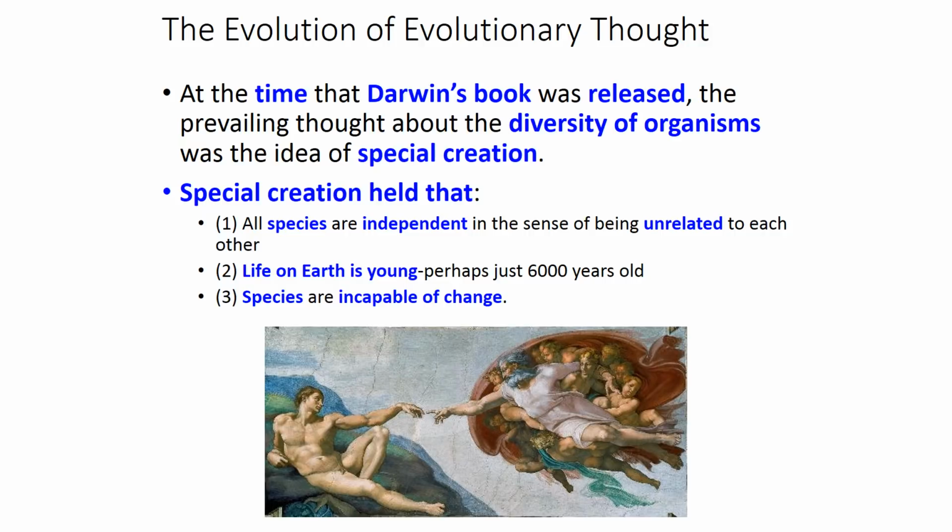And then, of course, the final one is that species are incapable of change. So if each species is a special creation, it's made and that's it, you wouldn't expect to see any change in response to the environment. So the concept of an adaptation, for example, would not hold true. Those species were made that way and they did not change to be any different.